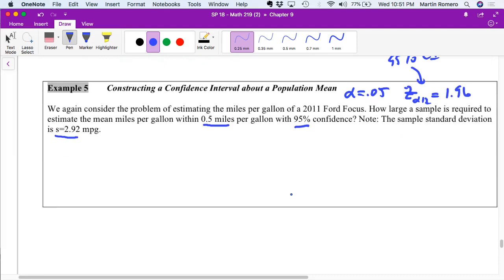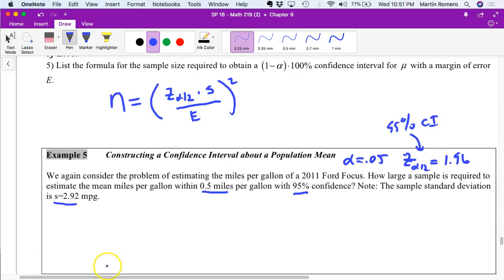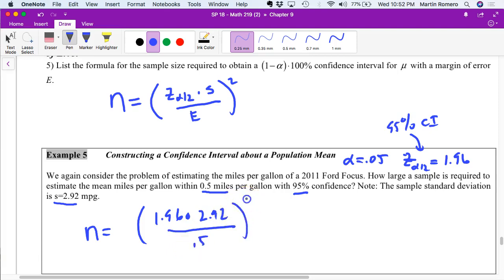We plug that in. We have that value. We have S. We have E. And then you just go ahead and calculate the sample size you need to ensure that you have a 0.5 margin of error. So you would put 1.96, all of that times 2.92, divided by 0.5, and that squared. Make sure you type that into the calculator correctly. You get 131.02, and so in this case, you need a sample size of at least n equals 132 to ensure a margin of error of 0.5.